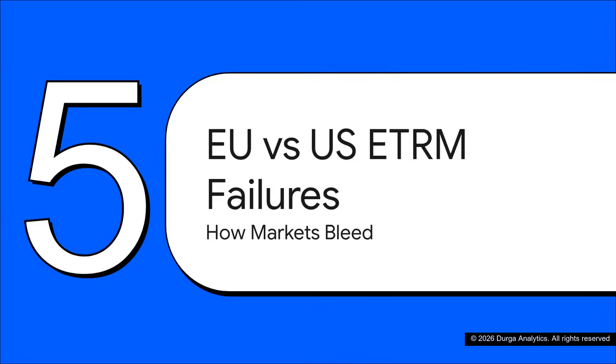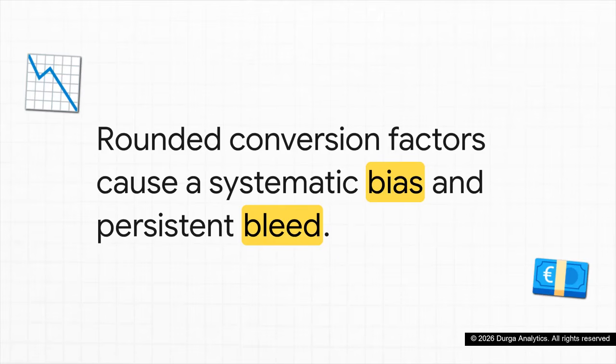Section 5. EU versus U.S. ETRM failures. How the markets bleed differently. To master this craft, we have to contrast how systems fail structurally in Europe versus North America, because they break in completely different ways. Let's look at our European composite case study. A desk expands from the Dutch TTF into the UK NBP market.